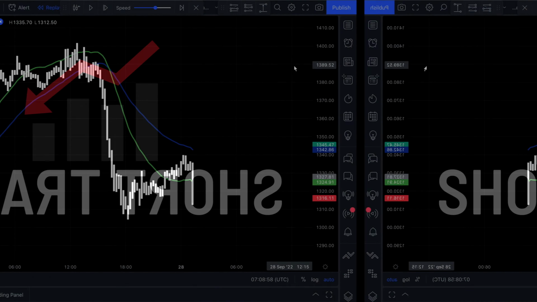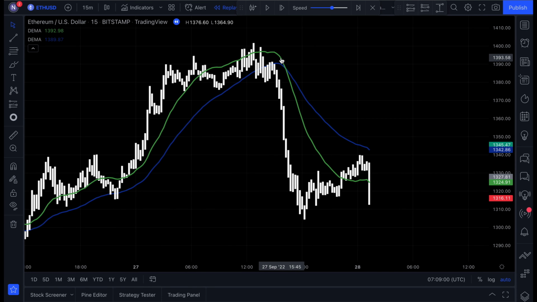For this pullback strategy, the exact opposite will be done for a short trade. First, we need the 50 EMA to cross below the 200 EMA, and then the price action needs to pull back into the 50 EMA, quickly forming an engulfing candlestick. Now we can see this candlestick has a higher high and a lower low, so we can enter our short trade.